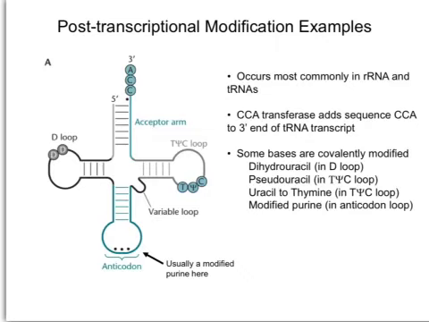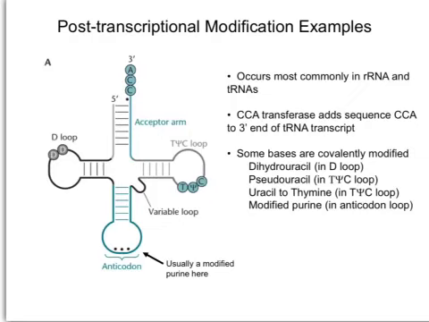Post-transcriptional modification occurs most commonly in ribosomal RNA and tRNAs. So this is an example of a tRNA molecule. This shows the secondary structure. The tertiary structure is shown in your book. You should look at that, but for these purposes I want to look mainly at the secondary structure.